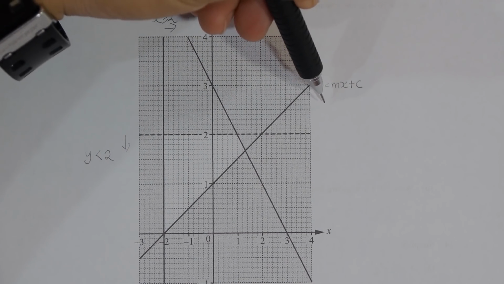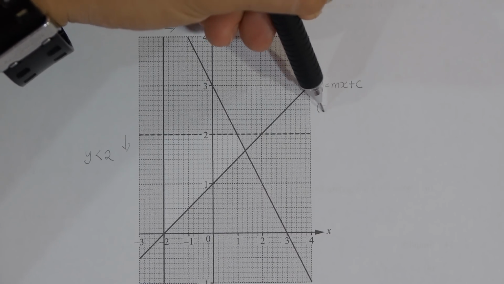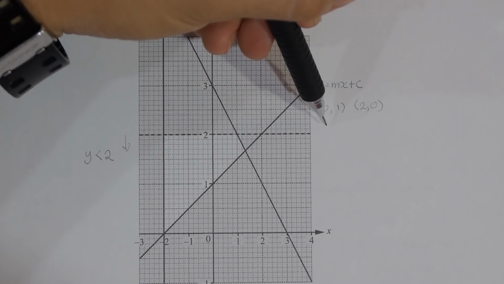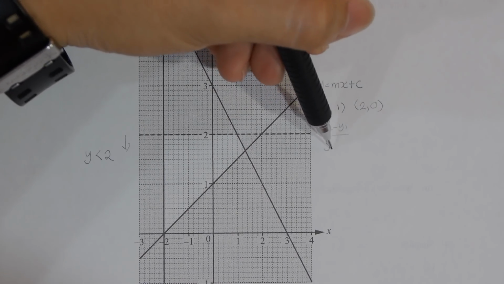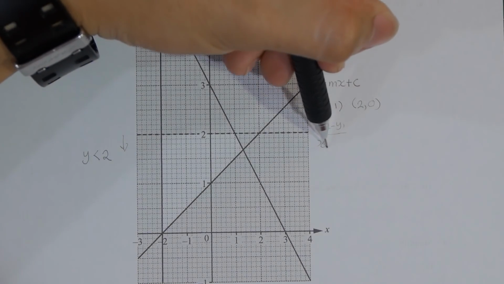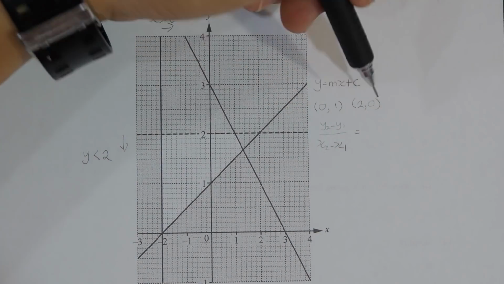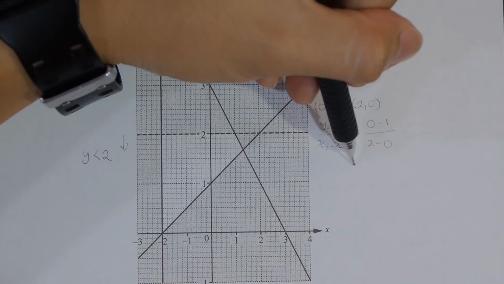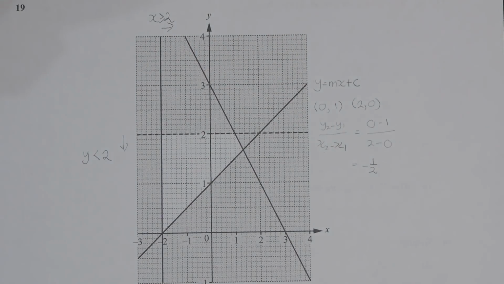And then for the next two lines, you're required to use y equals to mx plus c. m is the gradient, so you're required to choose 2 points from the line to calculate the gradient, and then c is the intersection of the line with the y axis. By doing so, you'll be able to label the last two lines.